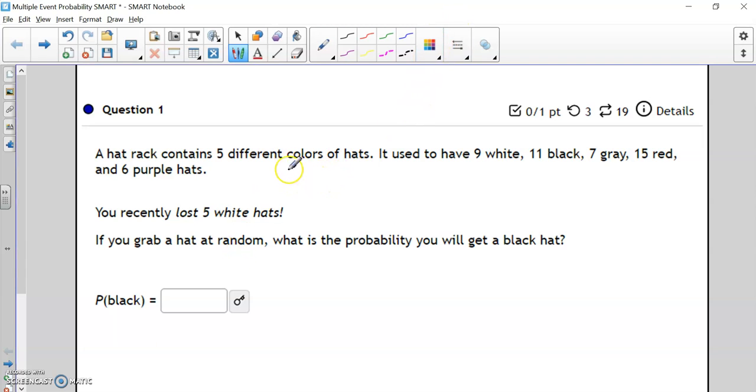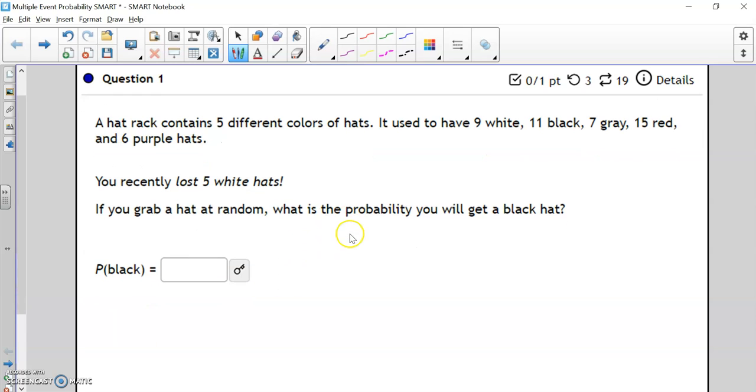We have a hat rack with 5 colors of hats. We have 9 white, 11 black, 7 gray, 15 red, and 6 purple. So we then found out we lost 5 hats, 5 white hats for some reason. And so now, considering that, what is the probability that if we pick a random hat off the rack, we get a black one? So a couple things we have to consider here.